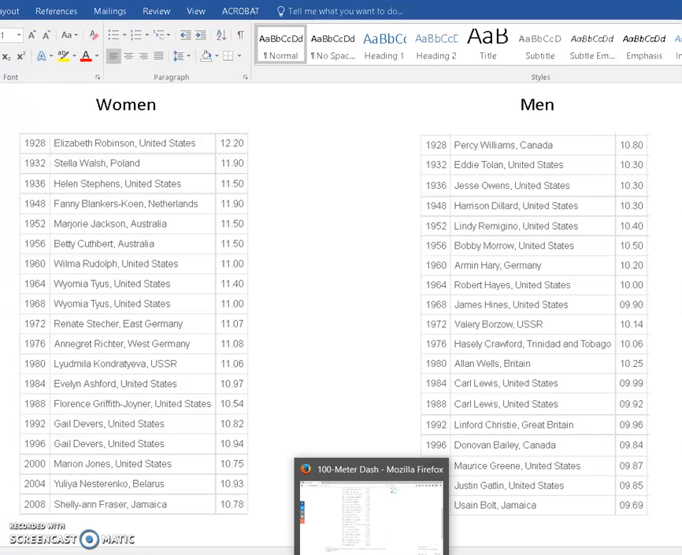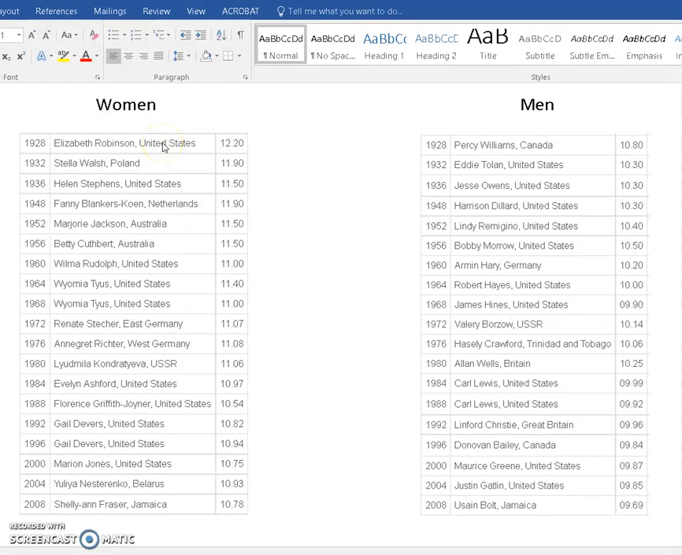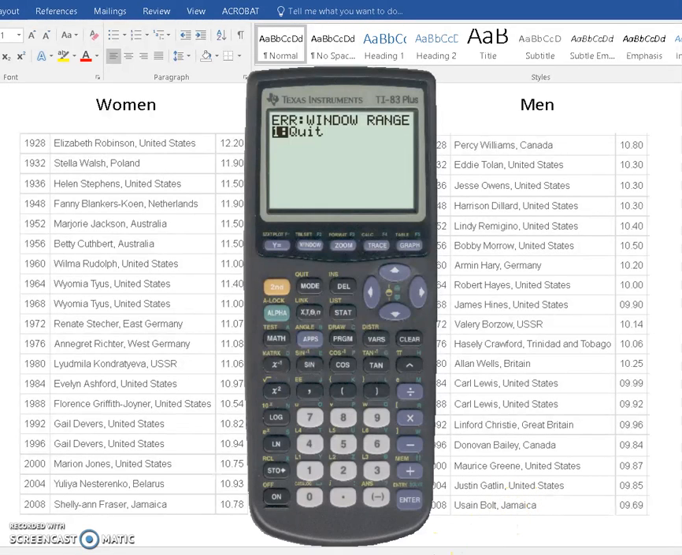So in our activity today, we're going to compare men and women's 100-meter dash in the Olympics from 1928 to the year 2008. We're going to see if these are linear relationships, if they're improving at a constant rate of change, and then we're going to use this information to make a prediction in the future. And so let's go ahead and get our calculators out.